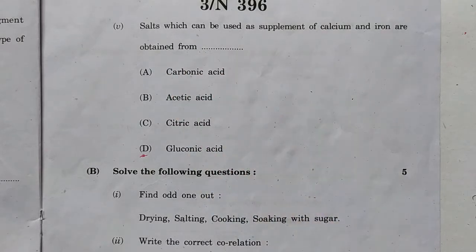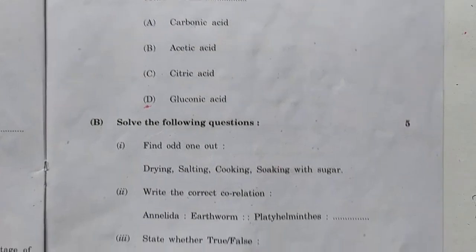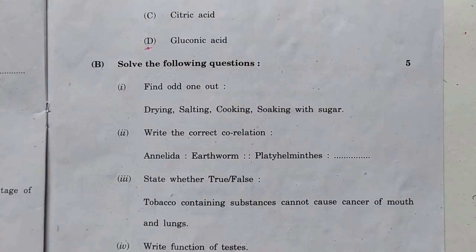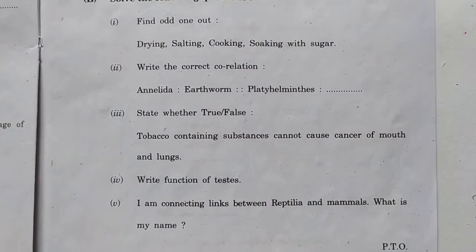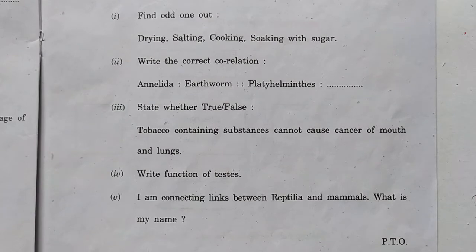And finally question number 1B. So solve the following questions and you are going to get 5 marks on this. So first one is find odd one out, then second one is write the correlation, then third one is state whether true or false, fourth one is write function of testis, which is a male reproductive organ, and then the fifth one is I am connecting links between reptilia and mammals, what is my name. Let's see the next one.